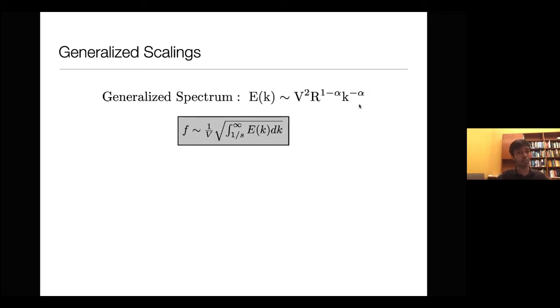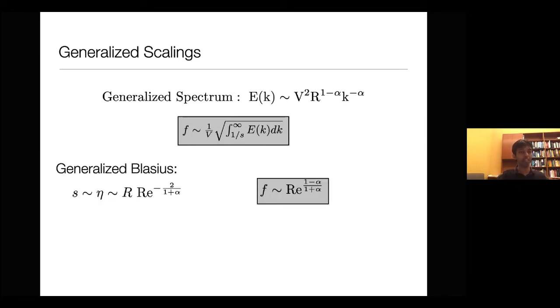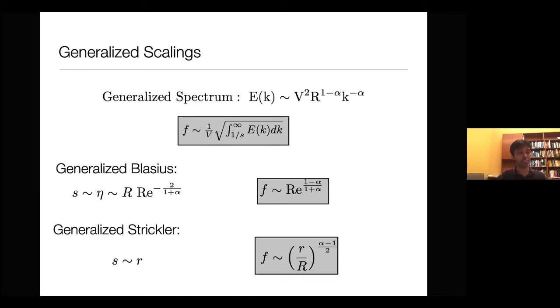So alpha is going to be my spectral exponent. I can just substitute it back here and do very simple calculations, for instance, of generalized Blasius and generalized Strickler, generalized smooth wall and generalized rough wall scaling. And what we find is, for the smooth wall, friction scales as Reynolds to the power of an exponent which only depends on alpha. If alpha is 5 over 3, this exponent is minus 1 over 4, the typical Blasius exponent.